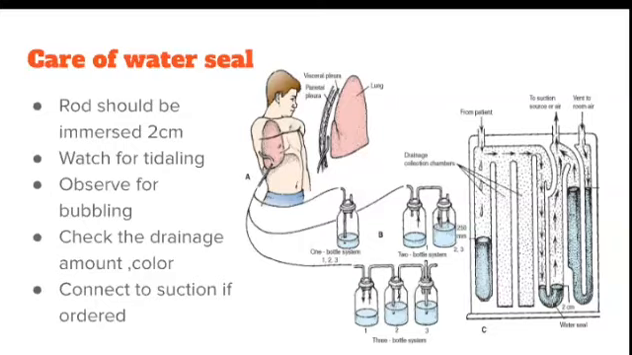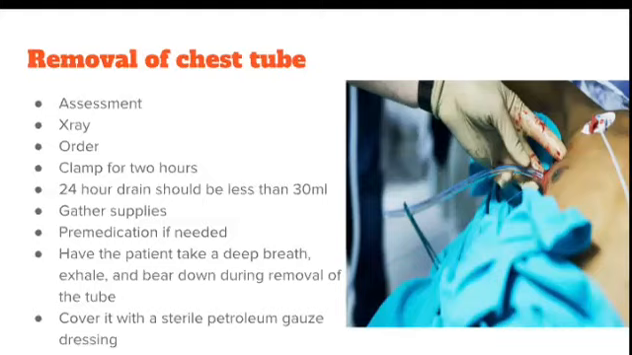Observe for bubbling. Bubbling happens in case of pneumothorax. It is a good sign, but if it is a case of hemothorax or pleural effusion, it is not a good sign. So you have to watch for bubbling. Check the drainage amount and color. Connect to suction if ordered. So you have to look into the water seal for all these things when you are handling a patient with an intercostal drain.